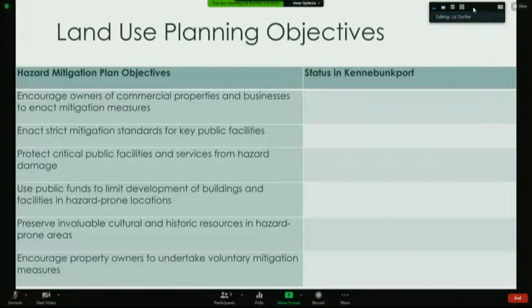Are you aware of what, if anything, the town has done to encourage owners of commercial properties and businesses to enact mitigation measures? There aren't specific items called out in the site plan regs, for example? I would say it's tricky to have the word encourage in there, because requirements for mitigation measures are not often seen as encouraging. For a lot of folks, it's another requirement that has to be put into place, and something that's ultimately going to cost them more.